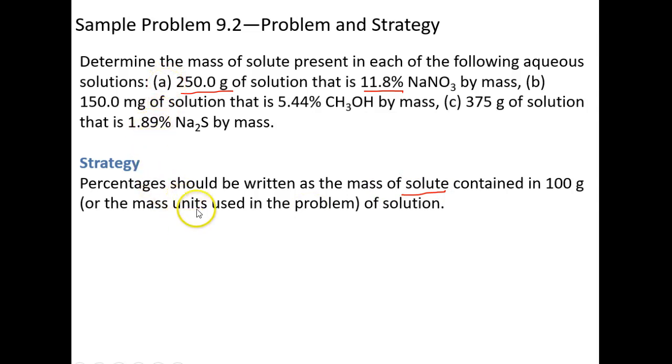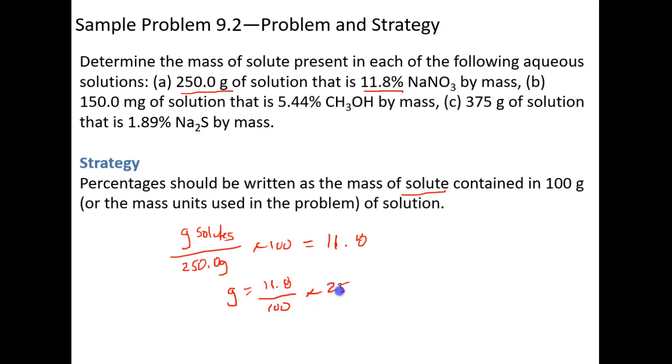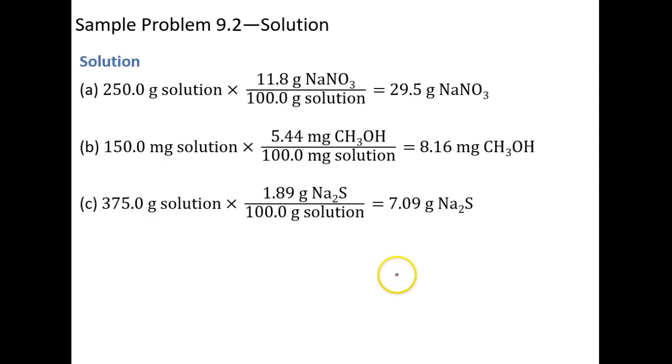And these problems aren't that tough. Again, all you're going to do is use the same equation. So I'm trying to find the mass of my solute. So grams of solute divided by the mass of my solution times 100 equals 11.8. So you just solve for grams of solute. Grams of solute is going to be 11.8 divided by 100 times 250. That's basically all it is. And if you look here, you'll basically get 29.5 grams.